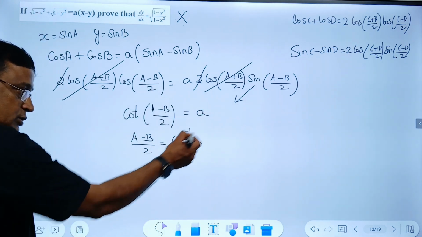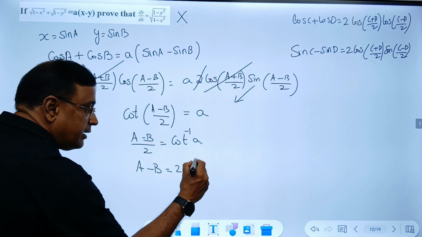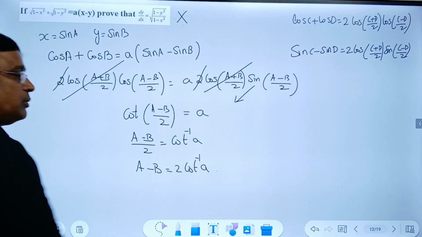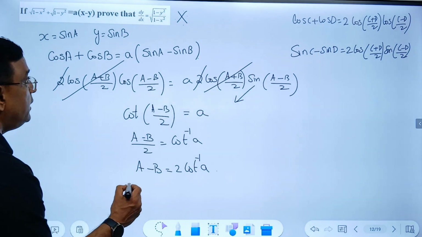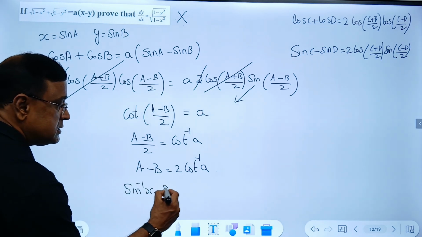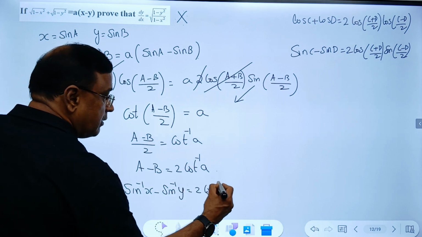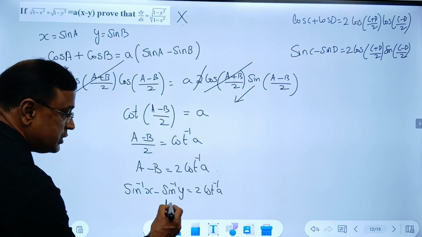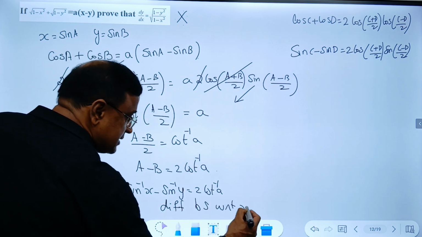Now again you can push the 2 to that side. What do you get? The entire right hand side is a constant, and you know differentiation of a constant is going to be 0. What is A? A is sine inverse of x. And what is B? Sine inverse of y, equal to 2 cot inverse of a. So I am going to differentiate both sides with respect to x.